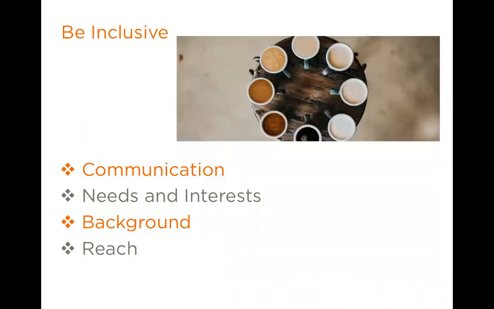So being inclusive is so key to increasing the equity within your workplace. So understanding how you're communicating with your employees, what is their literacy level, their cultural background, and their language level. What are their needs and interests? Understanding their cultural backgrounds, what days may be important for them to take off. And then finally, understanding that reach is so key to increasing that inclusion and engagement within your employees.